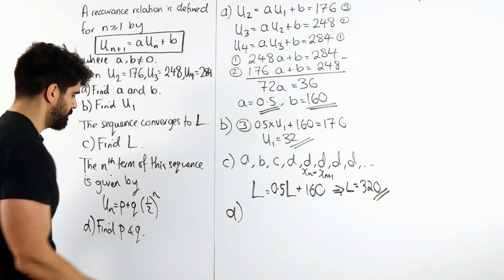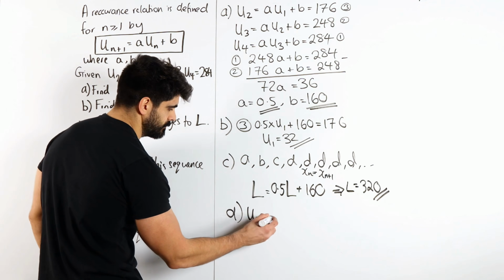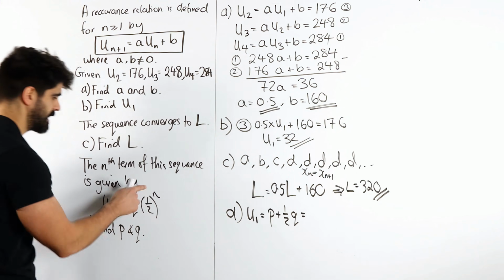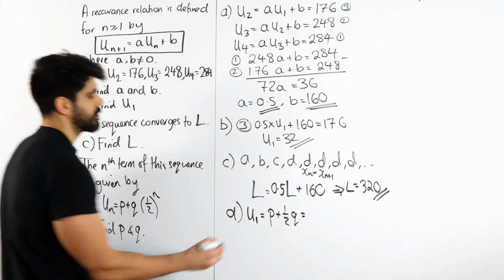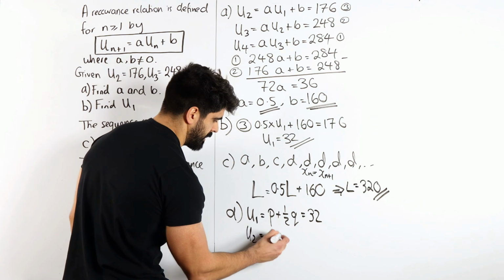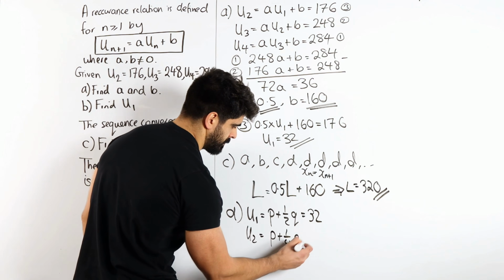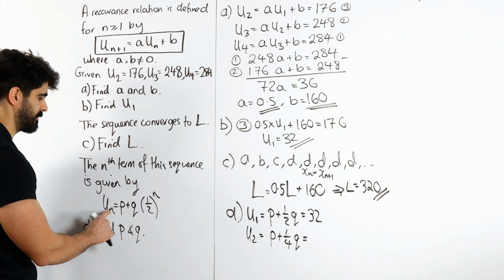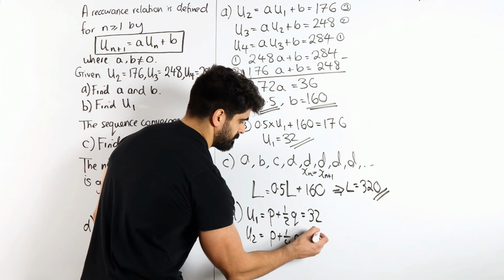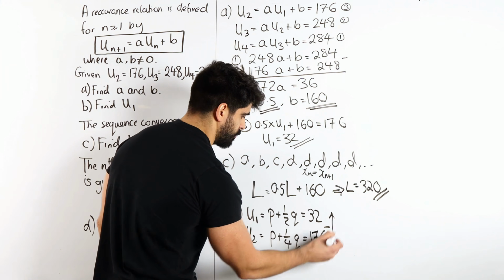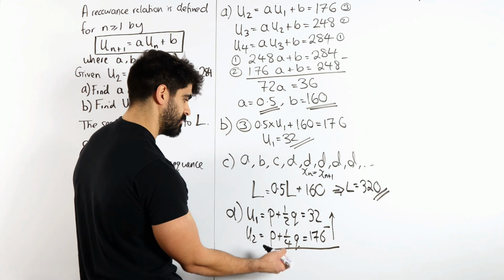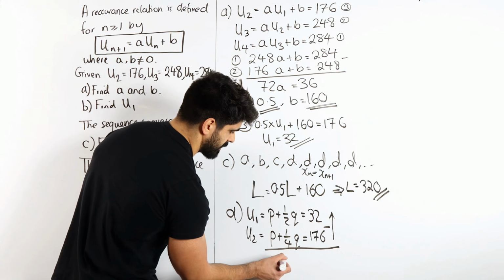So let's just do u1. u1 is p plus a half q, when n is 1, and u1 was 32. Then for u2, p plus a quarter q. What did we say? We said when you sub in 2, you get a half squared, is 176. I'm going to subtract upwards. We're actually going to get a negative there. So the p's cancel. You get a quarter minus a half, so I actually get minus a quarter here.